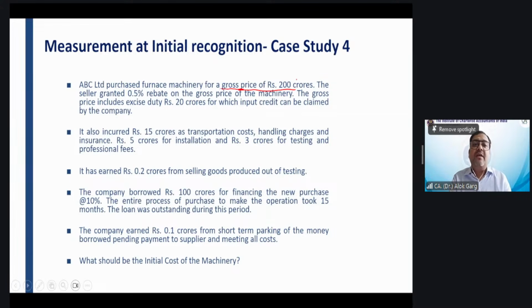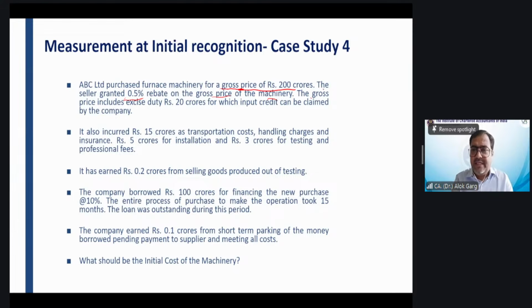The seller granted 0.5% rebate on the gross price of the machinery. Seller granted a rebate of 0.5%. What is 0.5% of 200 crore? 1 crore. 1 crore is trade discount and rebate. What is the treatment of trade discount and rebate? It will reduce the cost of the asset. Okay. So means 200 minus 1.